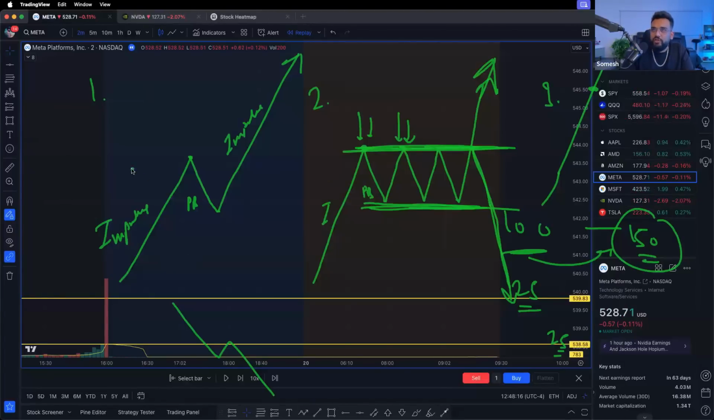All right, the first structure is IPI: impulse, pullback, impulse. Second is impulse, pullback, and the move can be in either direction. And the third one is incomplete. Sweet. That's the structures. Now, how can you enter? Like, where do you actually find an entry after this?